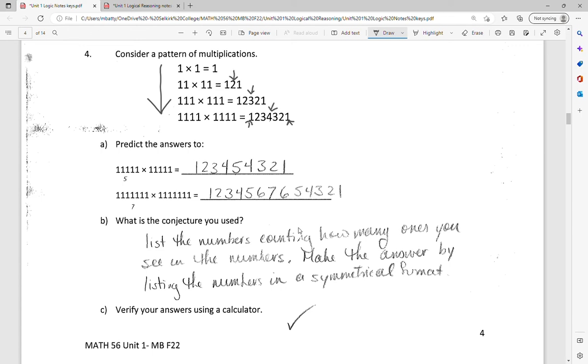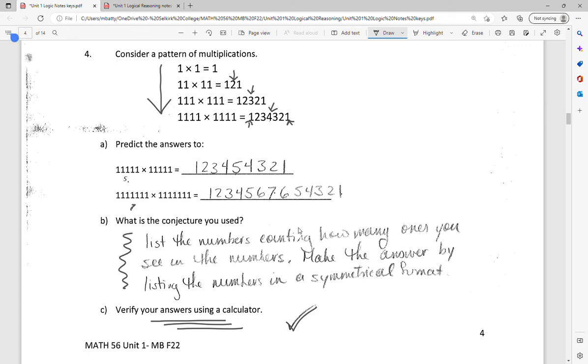Do you see that? So if we have 5 ones multiplied by 5 ones, I'm going to count up to 5 and then back down to 1. If I have 7 ones multiplied together, I'm going to count up to 7 and back down to 1. Test these on a calculator. Mine worked out. So this is where I used my words.